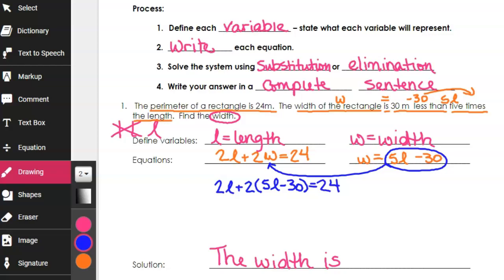If I'm solving the equation for L, I need to get rid of the parentheses, so I need to distribute my 2 with multiplication. 2L plus 10L minus 2 times 30 is 60 equals 24. I have 2L terms, so I need to add them together. 2L's plus 10L's is 12L's.